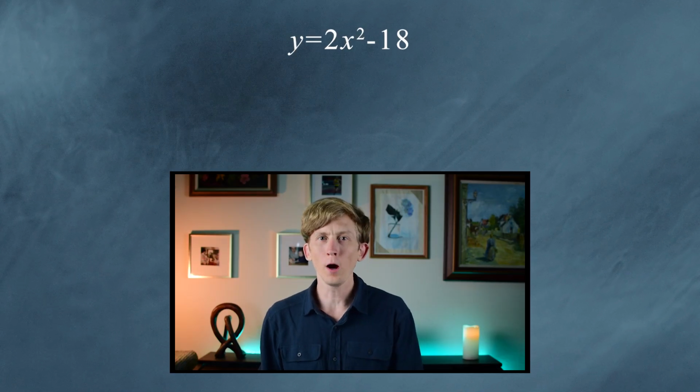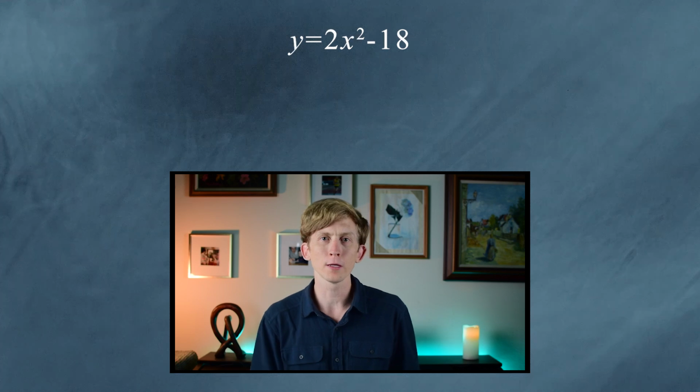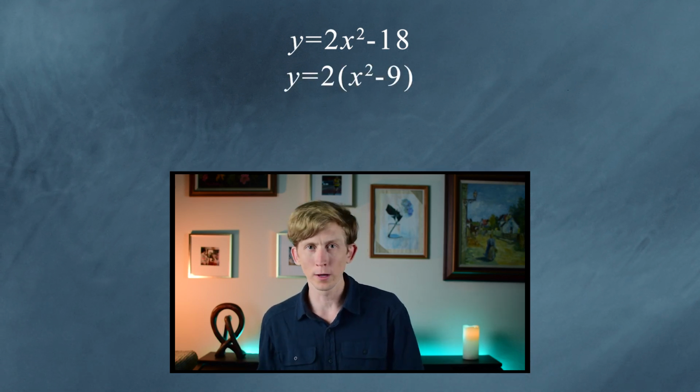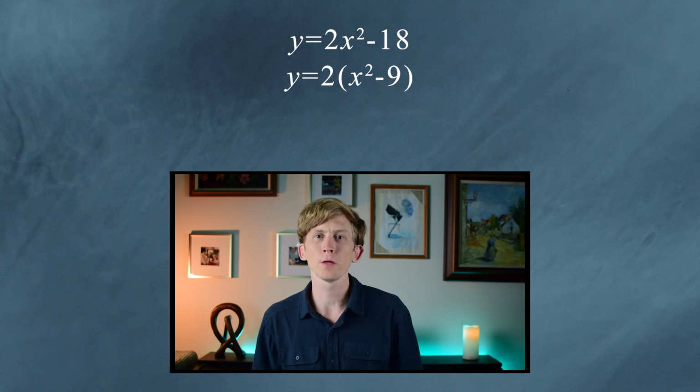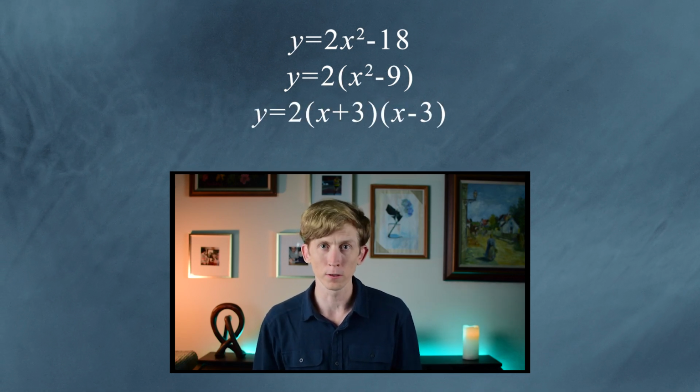If you have a quadratic equation with a number in common to each term, be sure to pull that number out before factoring, and also be on the lookout for difference of squares form. For example, if y is equal to 2x squared minus 18, we want to pull out that 2 first to get y is equal to 2 times x squared minus 9. And then we can split up that difference of squares into its factors to get x plus 3 and x minus 3.